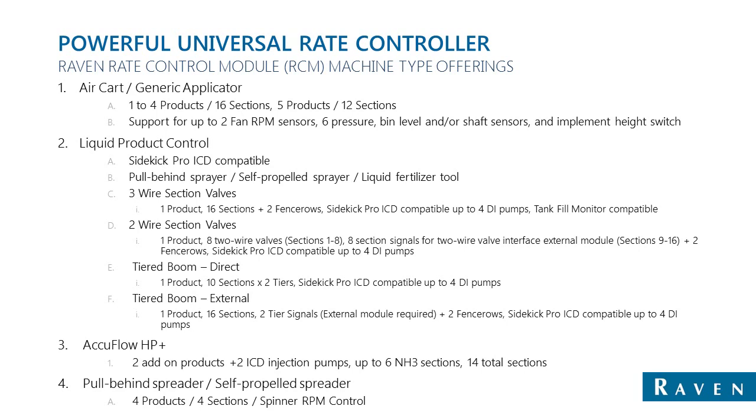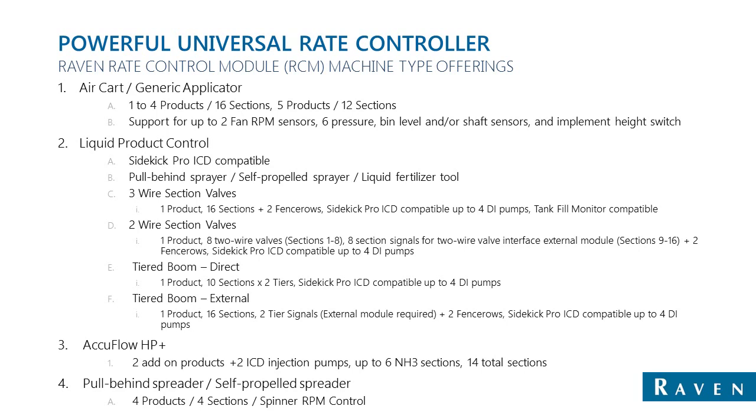We also offer 2-wire section valve capability, 1 product, 8 2-wire valves, basically 8 boom sections, and 8 section signals for 2-wire valve interface with external modules, 6 sections 9 through 16, plus 2 fence rows. And that also can run up to 4 additional ICD Sidekick Pros.